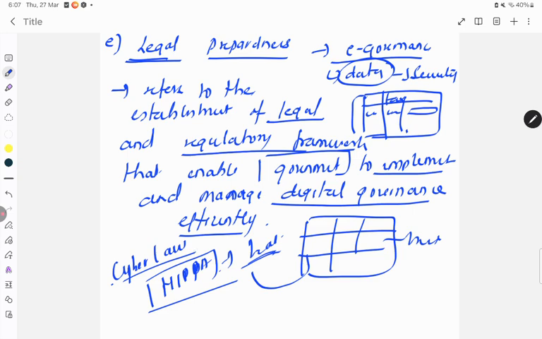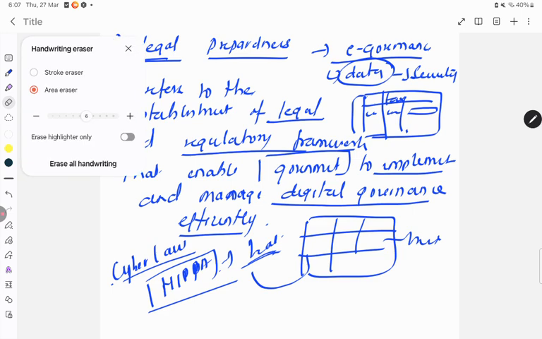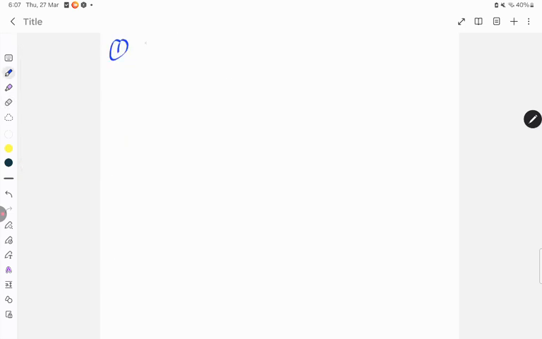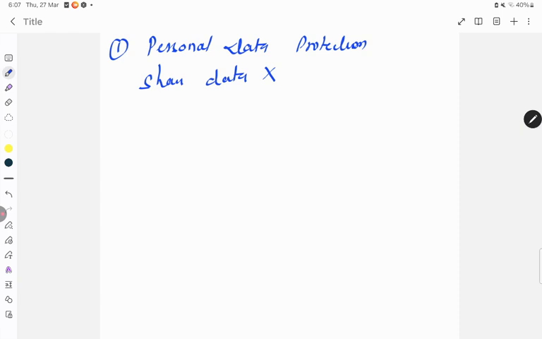So what are the things that we need for this legal preparedness? First, we need personal data protection. Personal data protection means there are rules and regulations so that the government does not share our personal data with anyone. No, they cannot share this data.